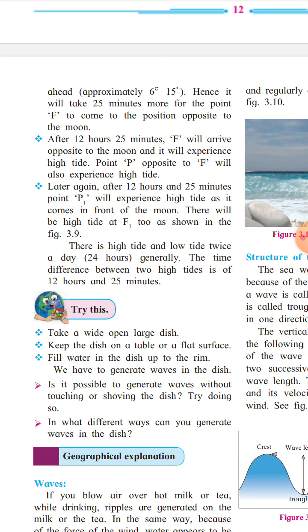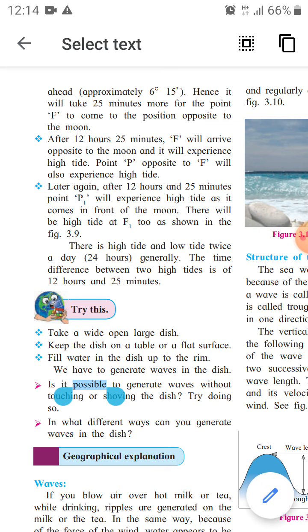point P1 will experience high tide as it comes in front of the moon, and there will be high tide at F1 too. As shown in figure 3.9, there are high tide and low tide twice a day, that is in 24 hours generally, and the time difference between two high tides is 12 hours and 25 minutes. So every tide becomes 25 minutes later, that's why the timing of the tide is changing.